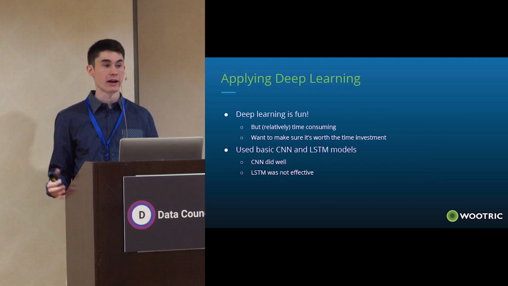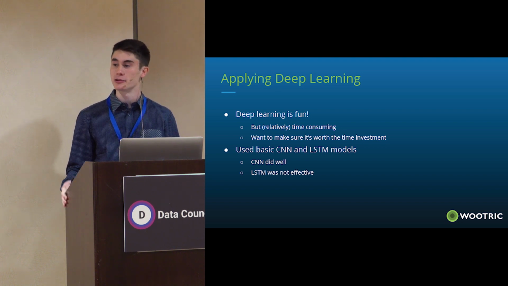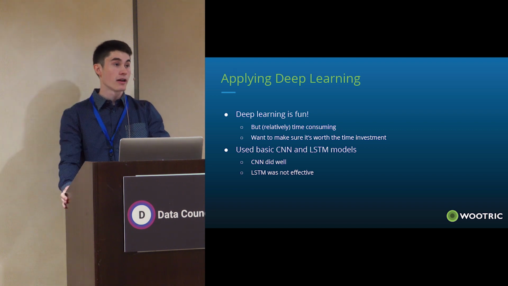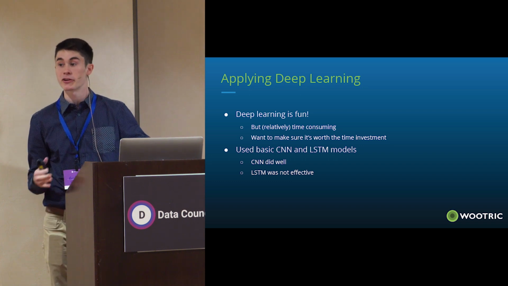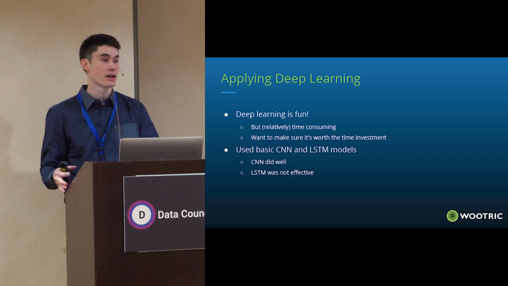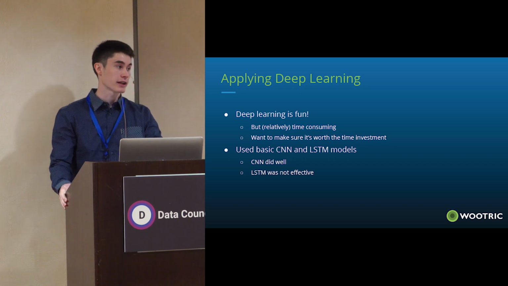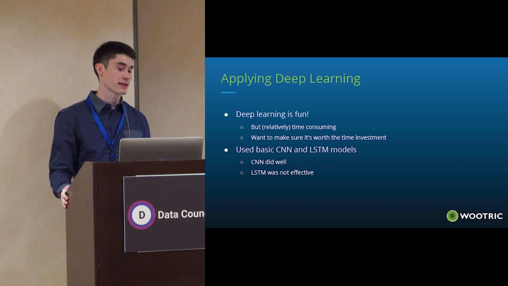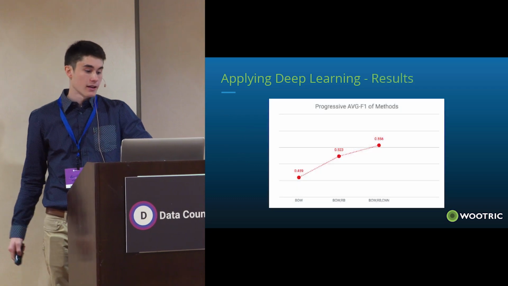So we thought about deep learning. Deep learning's fun, as we all know, but it's relatively time-consuming, and you want to make sure it's worth it before you invest the time and effort to implement it into your pipeline. That being said, there are great packages today like Keras or PyTorch where you can very easily implement basic deep learning models, but usually they require a lot of data. So we used a basic convolutional neural network and an LSTM, which is a recurrent neural network, on our limited training set. The CNN did better than our baseline. The LSTM was not effective. And here are the results from that.